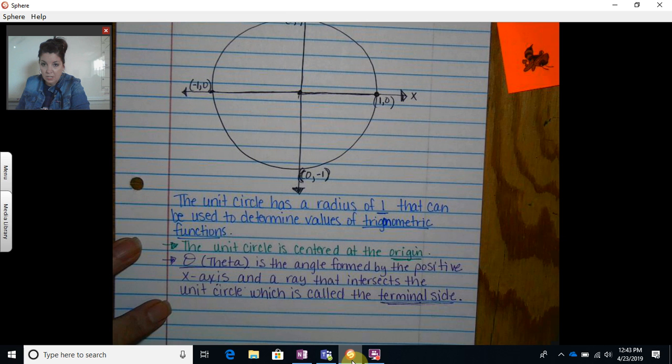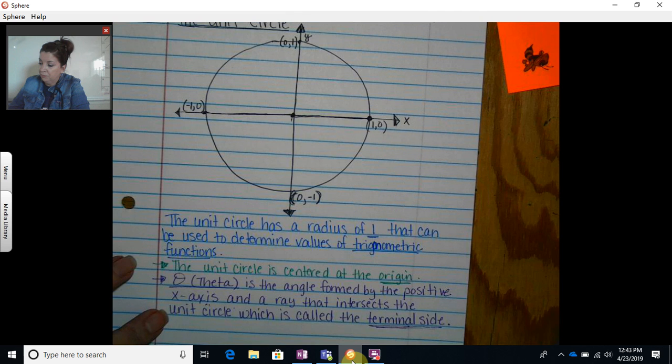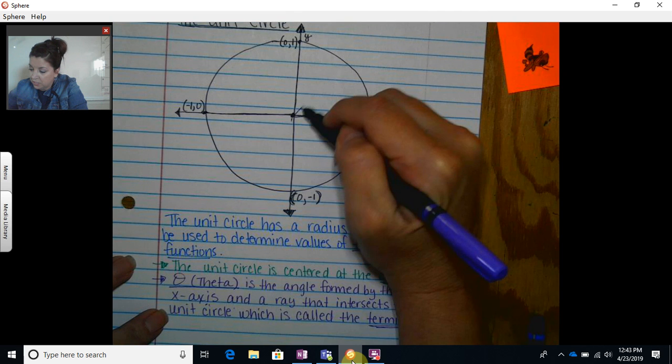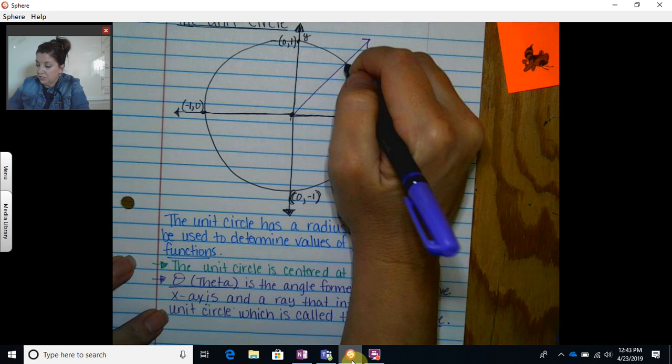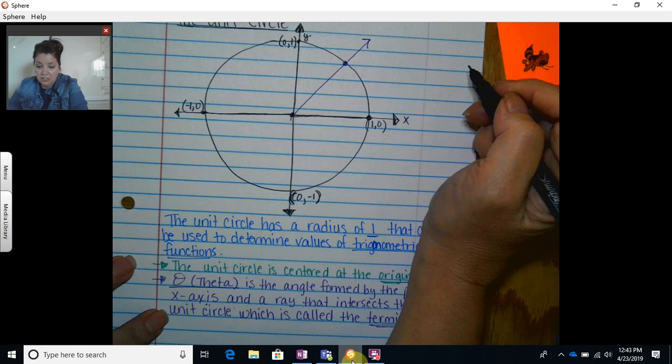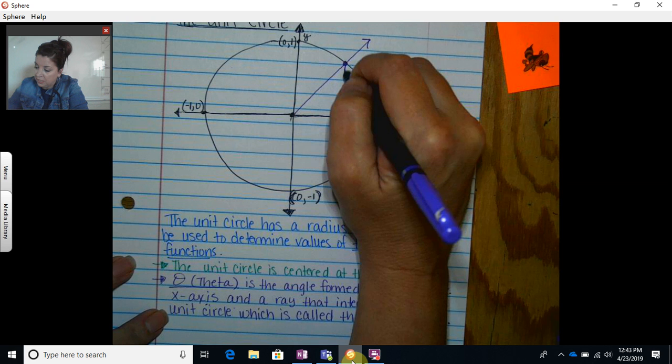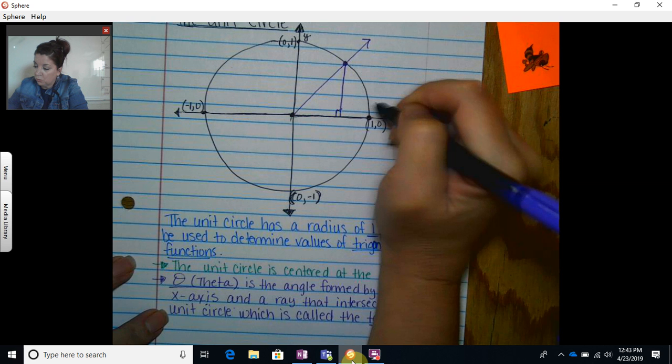So like in my unit circle that I drew up there, from the origin, if I draw a ray that intersects the unit circle, it intersects the unit circle here, right? From that point of intersection, I can draw a line that's perpendicular to the x-axis to make a right triangle.